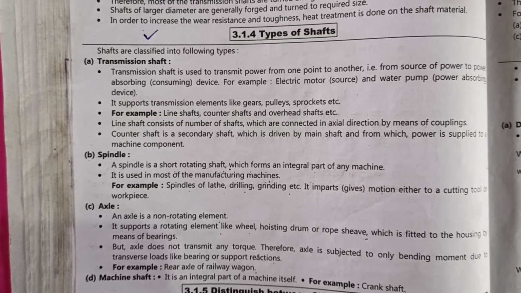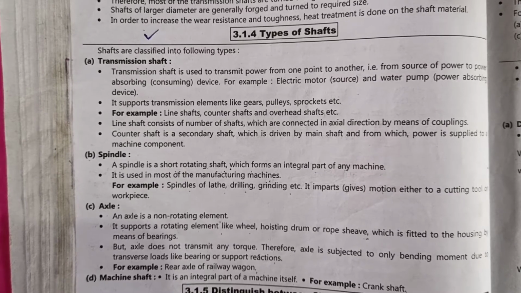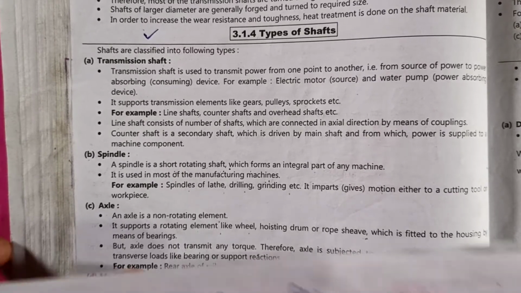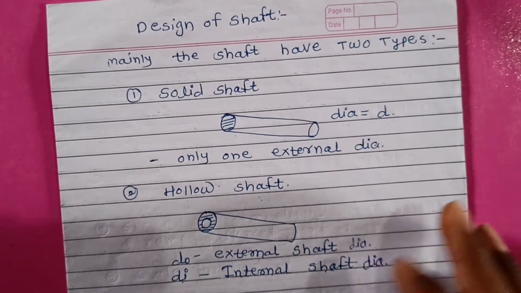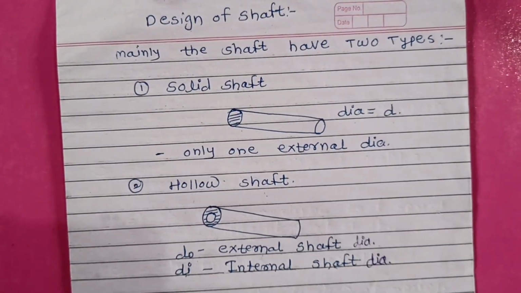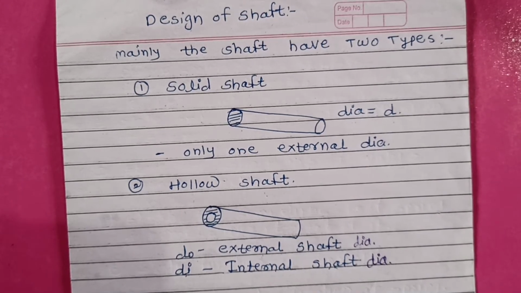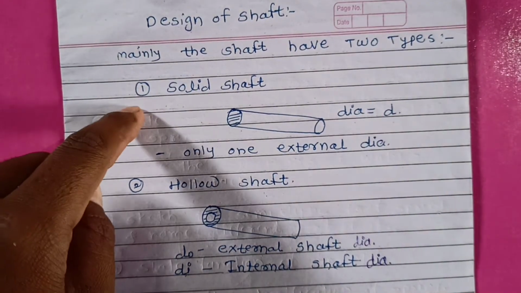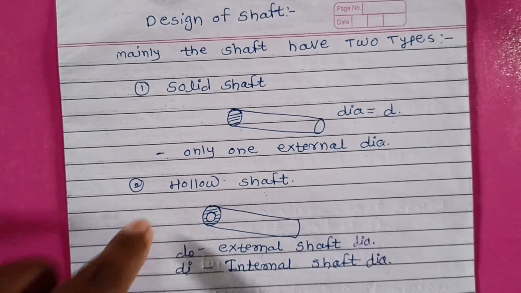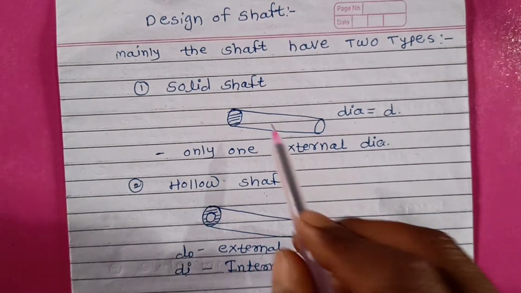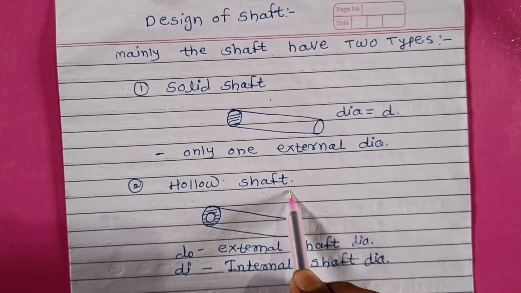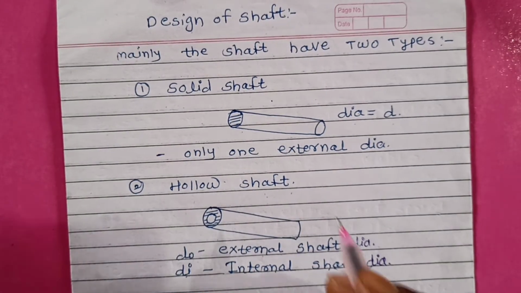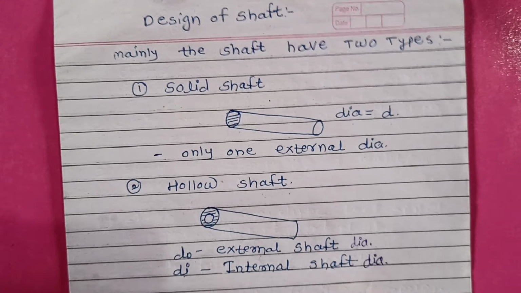Now after completion of this, we will see the design of shaft. In the design of shaft, we will see two shafts. First one is the solid shaft and second one is the hollow shaft. The design procedure for solid shaft and the design procedure for hollow shaft. Now what is meant by a solid shaft or a hollow shaft?